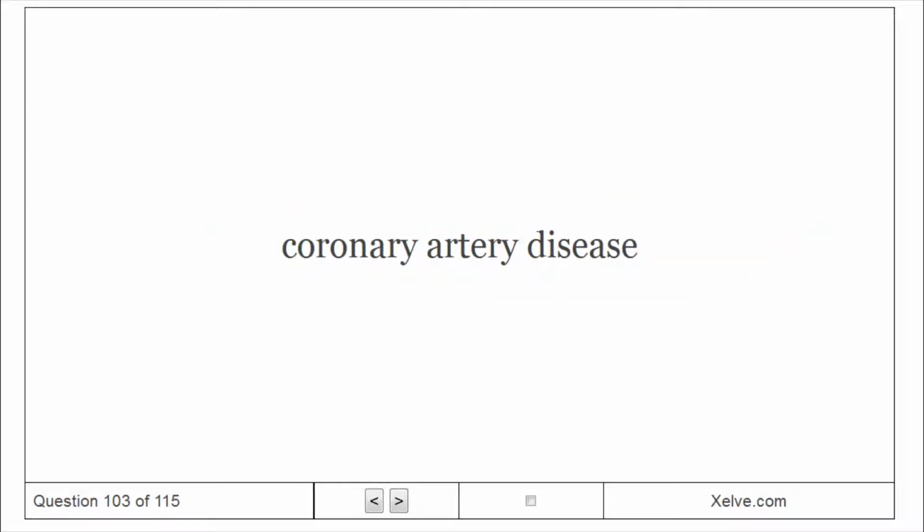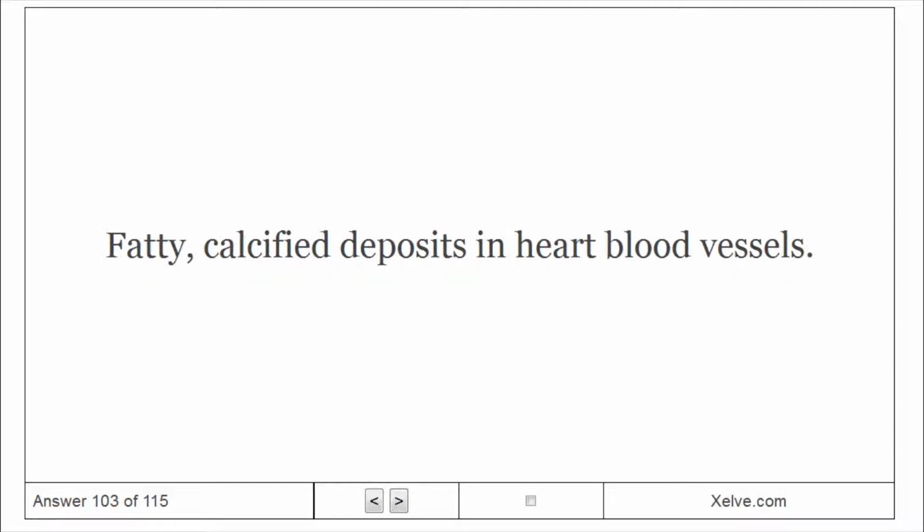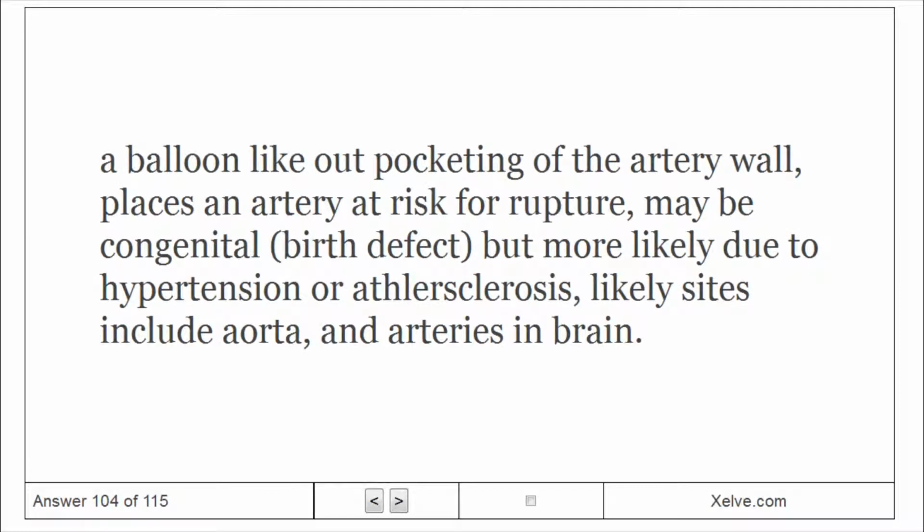Coronary artery disease, fatty, calcified deposits in heart blood vessels. Aneurysm, a balloon-like outpocketing of the artery wall, places an artery at risk for rupture. May be congenital, a birth defect, but more likely due to hypertension or atherosclerosis. Likely sites include the aorta and arteries in the brain.